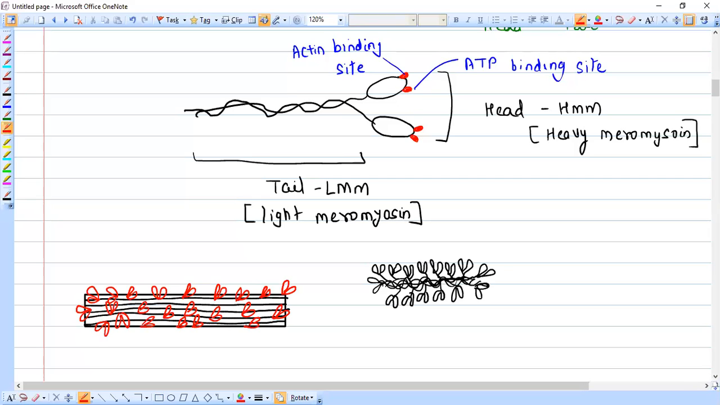And now this is the complex form of the myosin. So remember, all these are attached to each other at a point. This point where they are attached is a very important line. This is called the M line. And M line means myomesin line. So all these tails will converge at one point. That is called the M line. This is all about myosin.